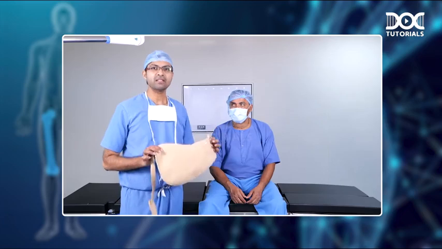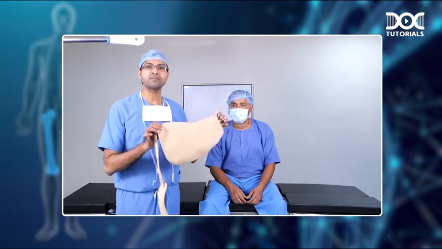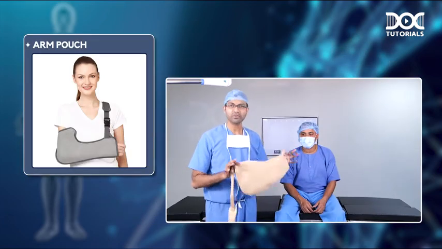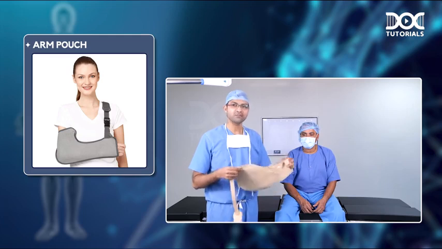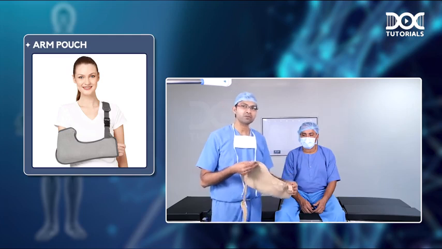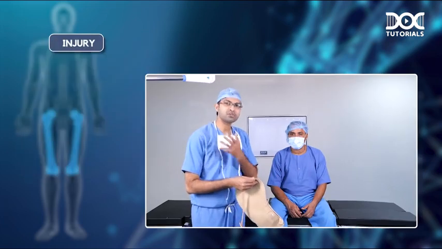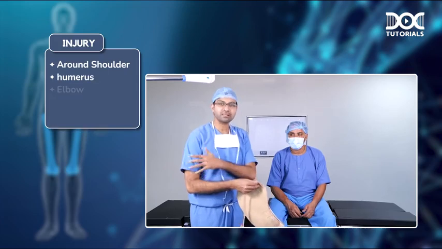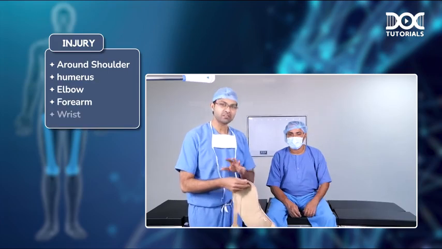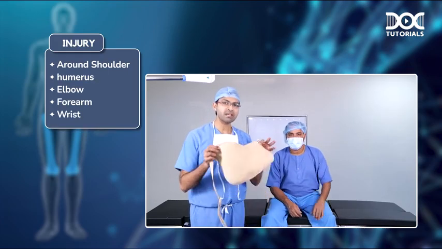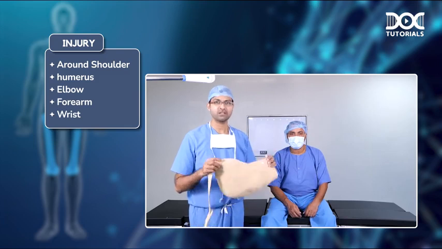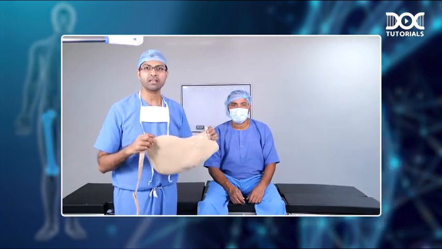The next splint that we are going to discuss is a simple arm pouch. I am sure that all of you would have seen this before. This is a very simple device which you can use for immobilizing an injured upper limb. Any injuries of the shoulder, humerus, elbow or forearm, and even wrist, you can temporarily immobilize with an arm pouch. Let's see how you apply an arm pouch.